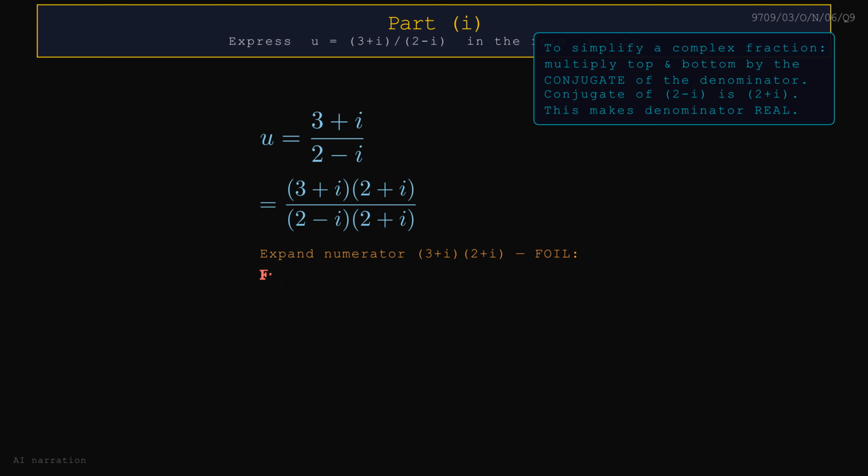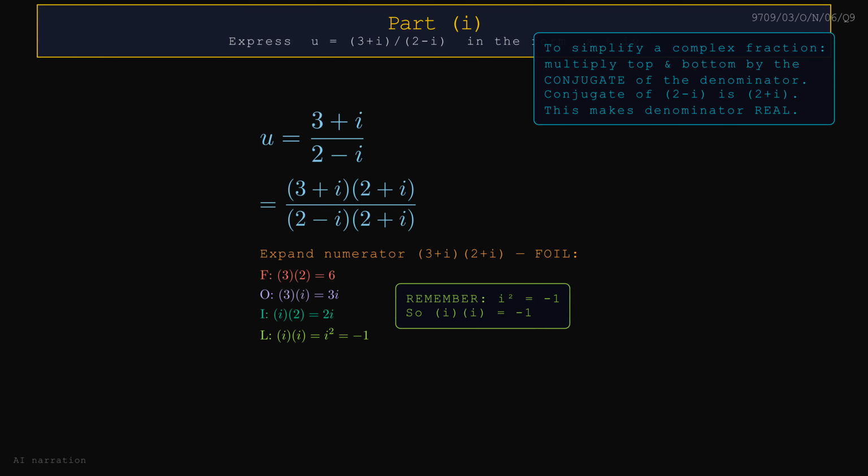Expand the numerator using FOIL. First: 6, outer: 3i, inner: 2i, last: i squared, which equals −1. Remember, i squared equals −1. Collect the numerator: 5 + 5i.